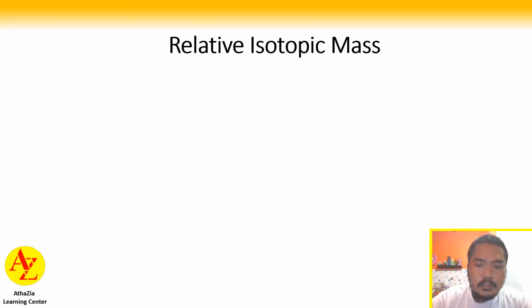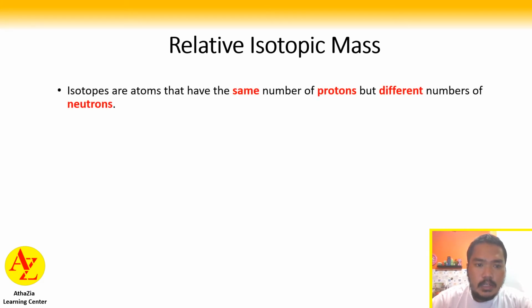Relative isotopic mass. Isotopes are atoms that have the same number of protons but different numbers of neutrons, or the same number of protons but different numbers of nucleons, or atoms that have the same number of protons but different mass numbers. It's kind of similar.